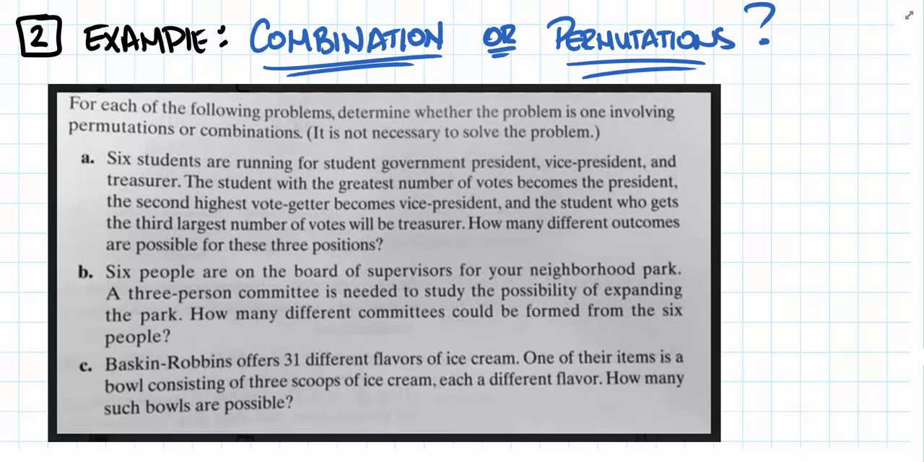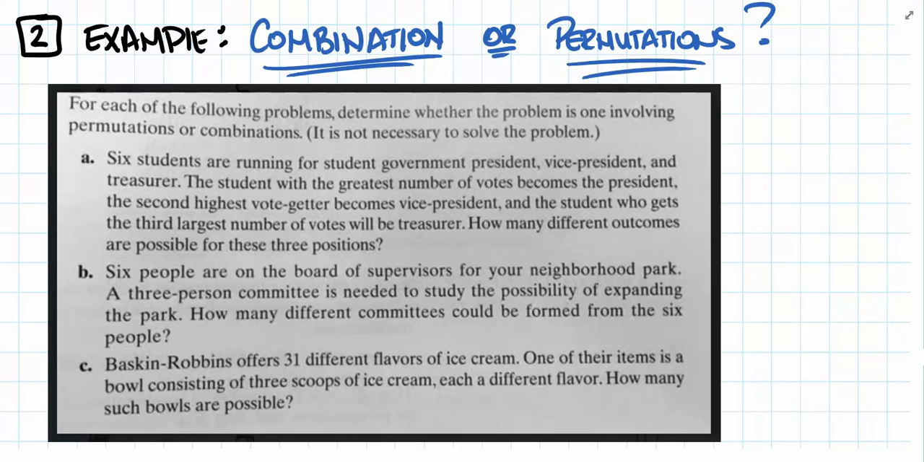So let's look at A. It says 6 students are running for student government, president, vice president, and treasurer. The student with the greatest number of votes becomes the president. The second highest vote becomes vice president, and the student who gets the third largest number of votes becomes the treasurer. How many different outcomes are possible for these 3 positions? So right now, read the question again and make a guess. Do you think this is going to be a permutation or a combination?